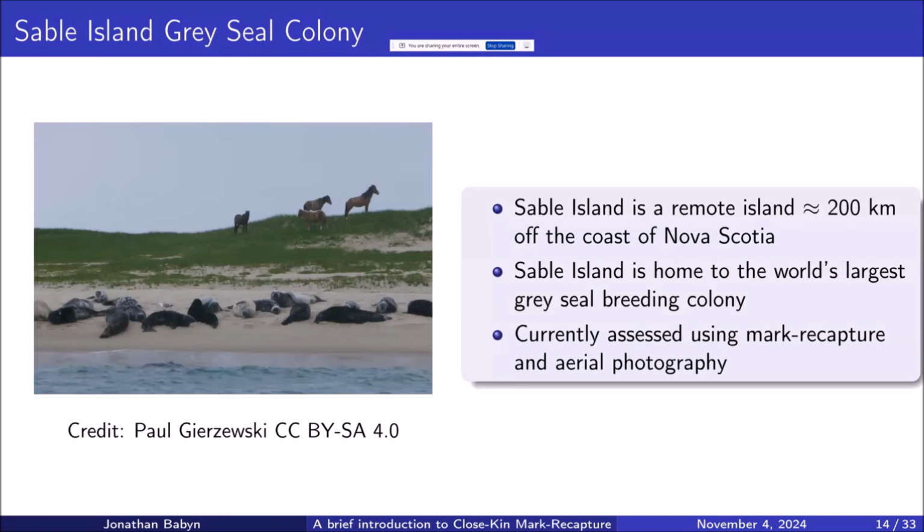So right now, how they assess how many gray seals there are is done using a mixture of traditional mark recapture and aerial photography. So they will actually visit the island, and they will mark the seals and count how many returned in each year that they marked.